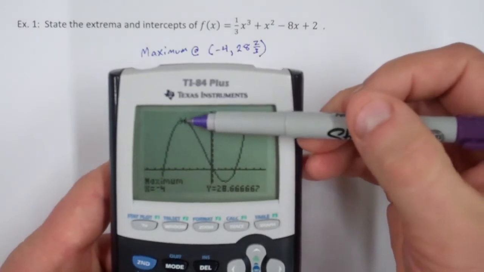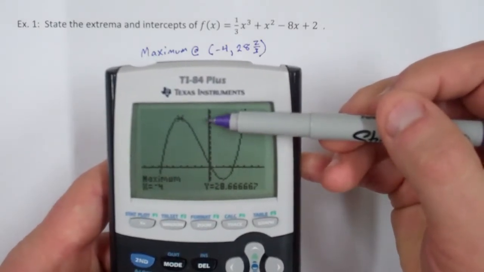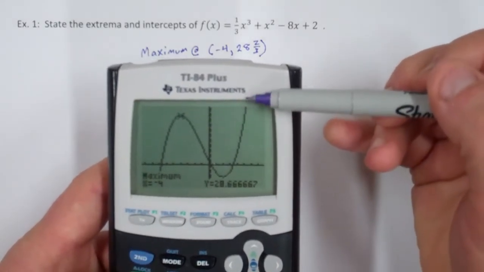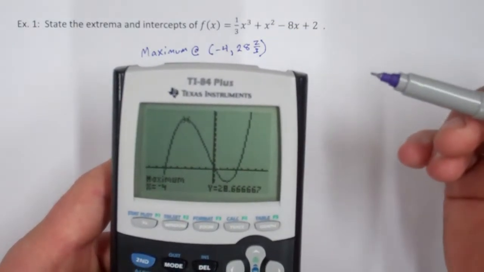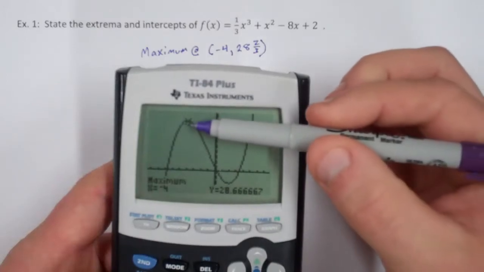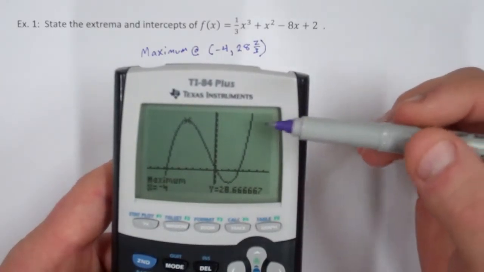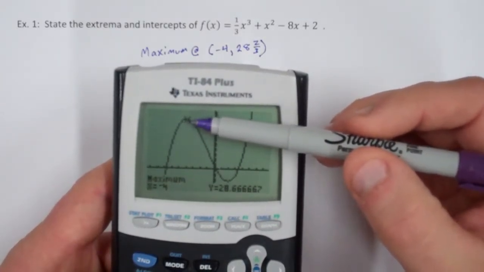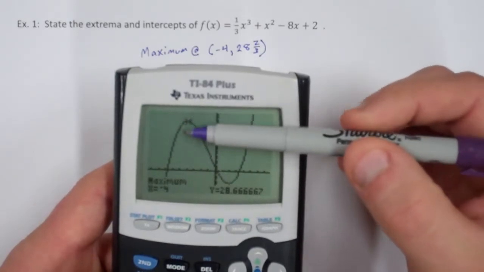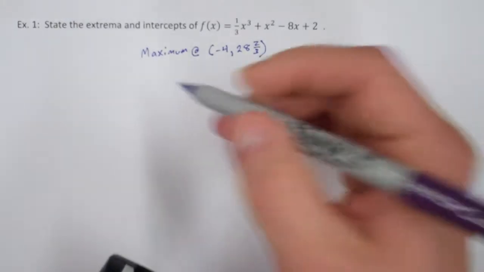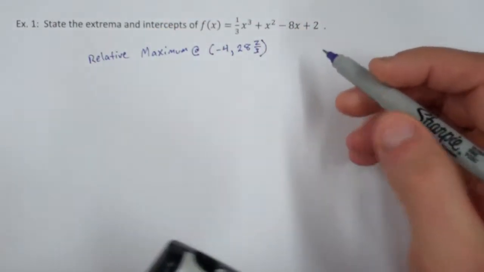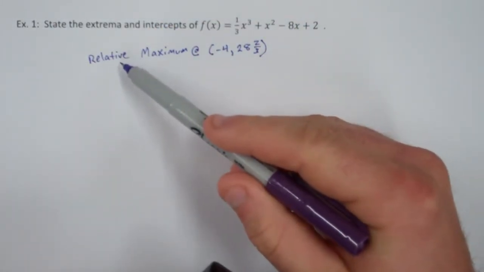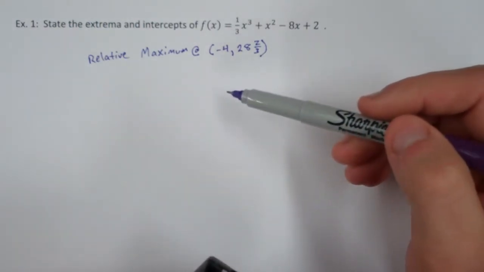You'll notice that at this y value, it's not the highest y value that the graph goes. Over here, the graph continues further up, and so the y values over here are more than this maximum value. So the maximum value here is relative to this area of the graph, or this local area. So we're going to classify this as a relative maximum. Please do this. Please state whether it's relative or absolute.